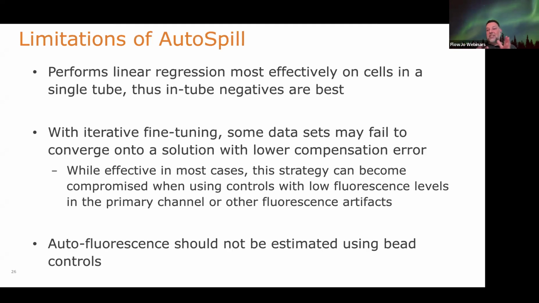Some data sets don't converge on a good solution with this iterative slope, and it depends on how messy the comp controls are. Sometimes that can be compromised with low levels of fluorescence. So again, the same problem with a very low antigen density expression or a very low number of positive events. It's tough to calculate a slope from that type of data. So consider using an alternative.